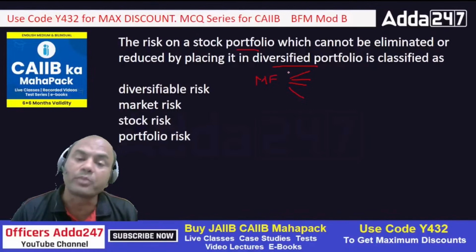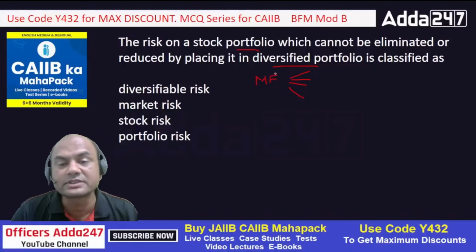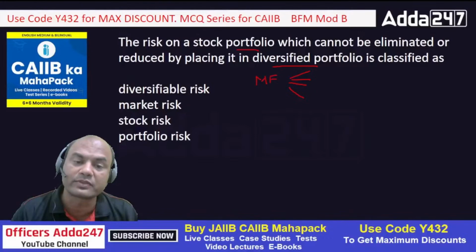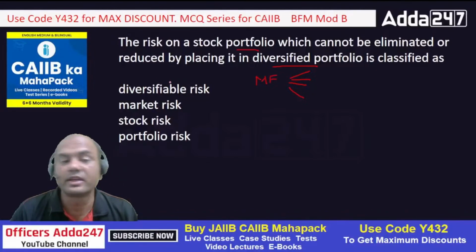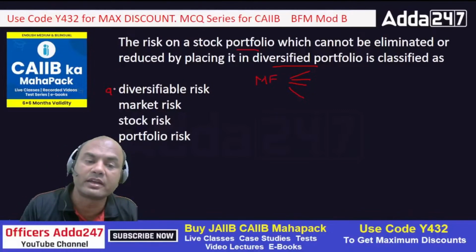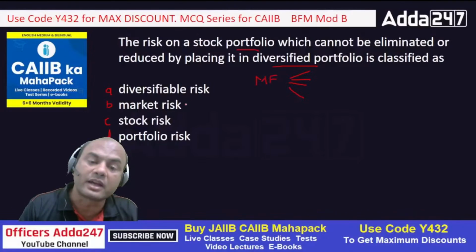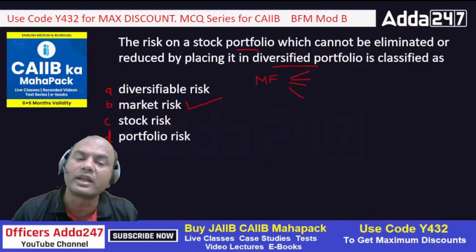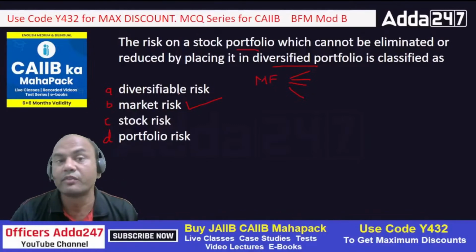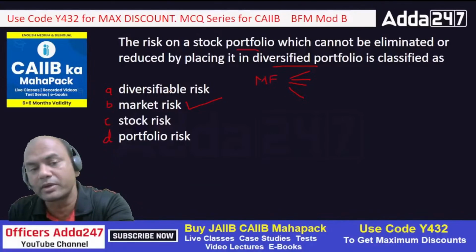So the point here is, which is the risk that cannot be avoided even in this mutual fund or portfolio? The options are: diversifiable risk, market risk, stock risk and portfolio risk. Let me call them A, B, C and D. Which one cannot be avoided? The correct answer is B, market risk. Market risk cannot be avoided. Market risk means any event which is not in your hands. You can't avoid it at all.